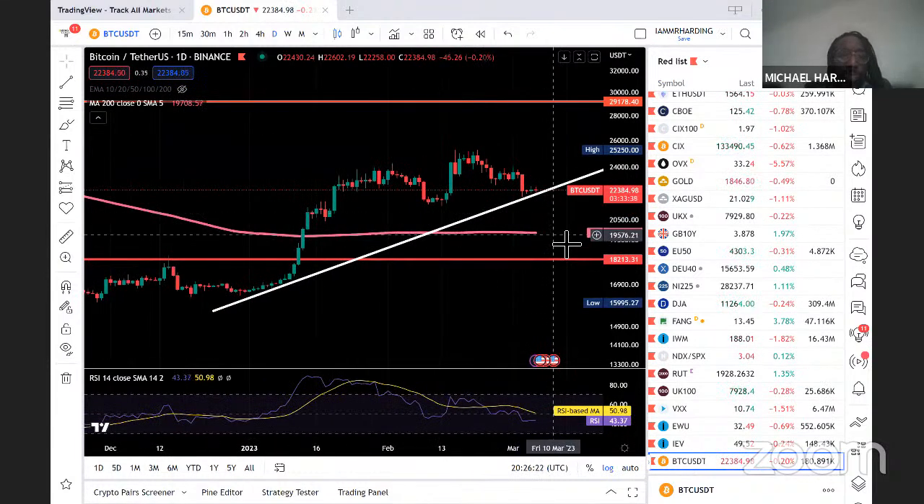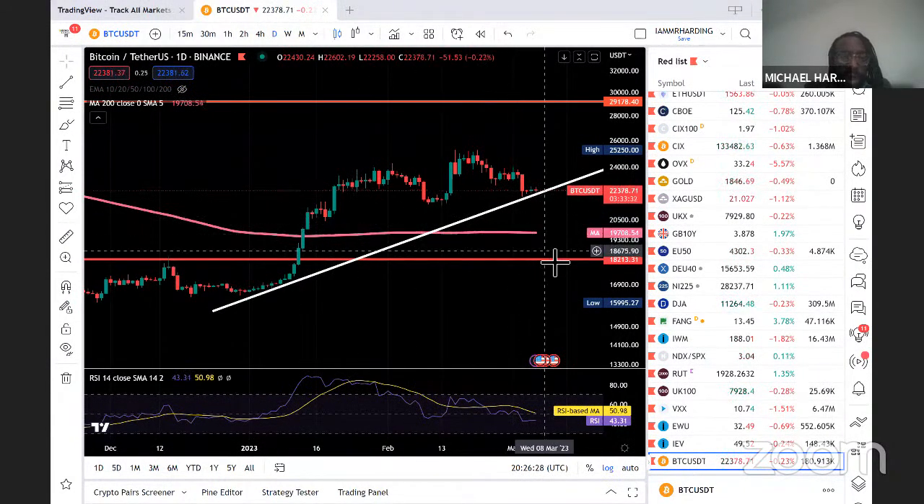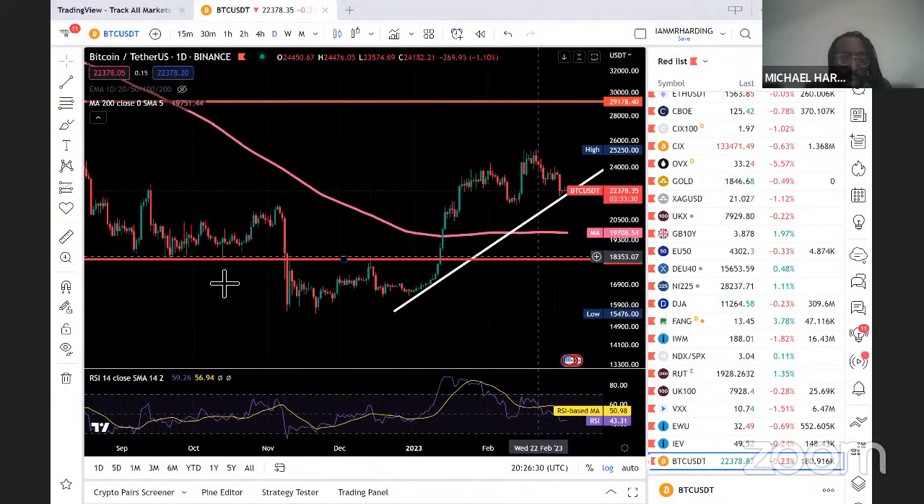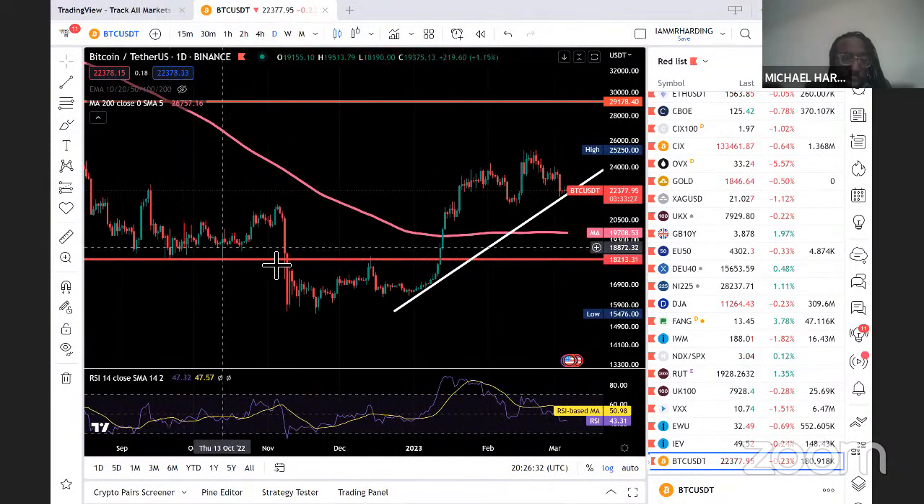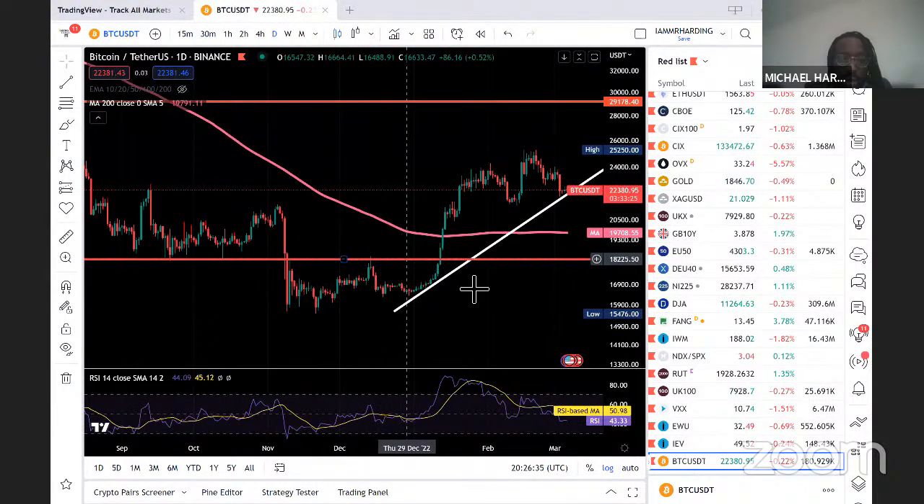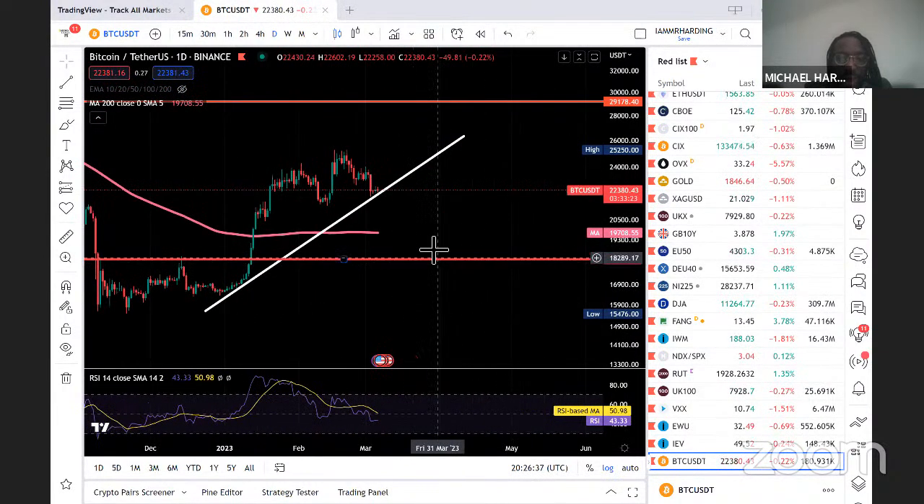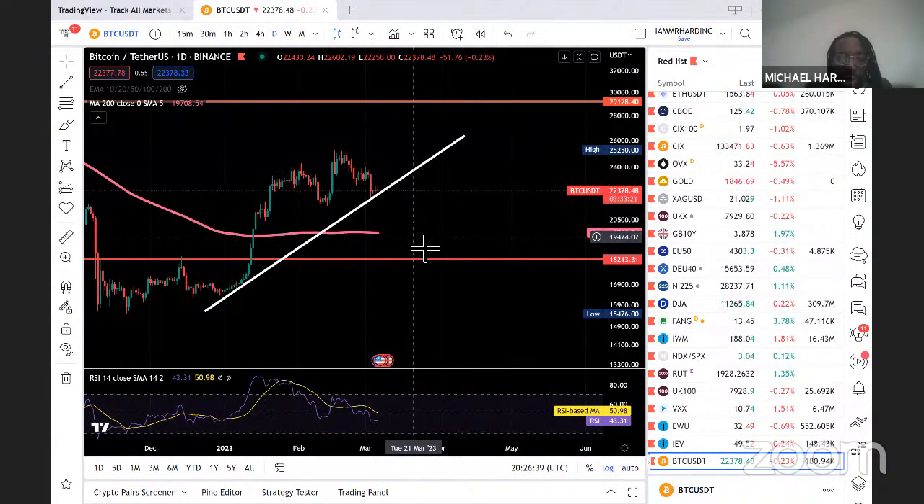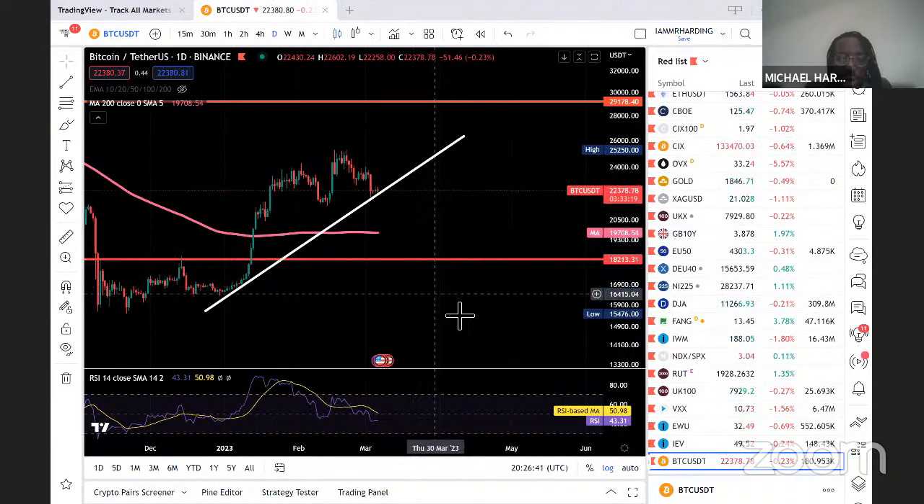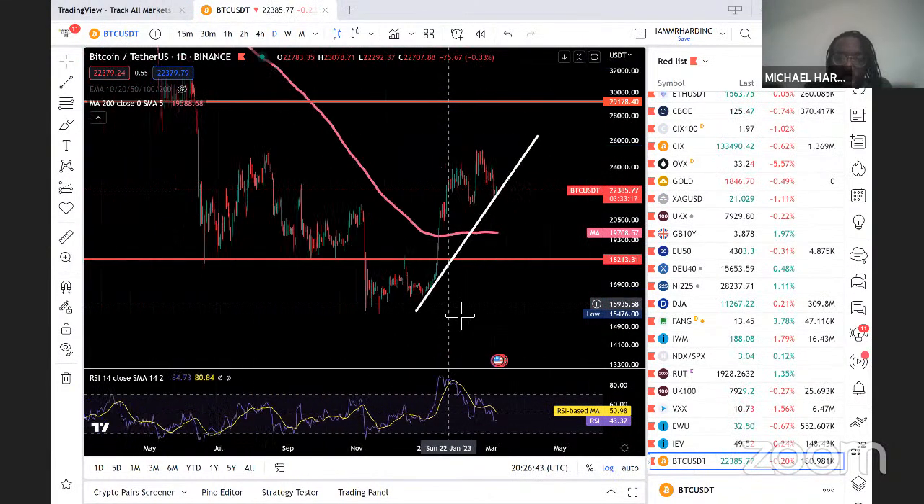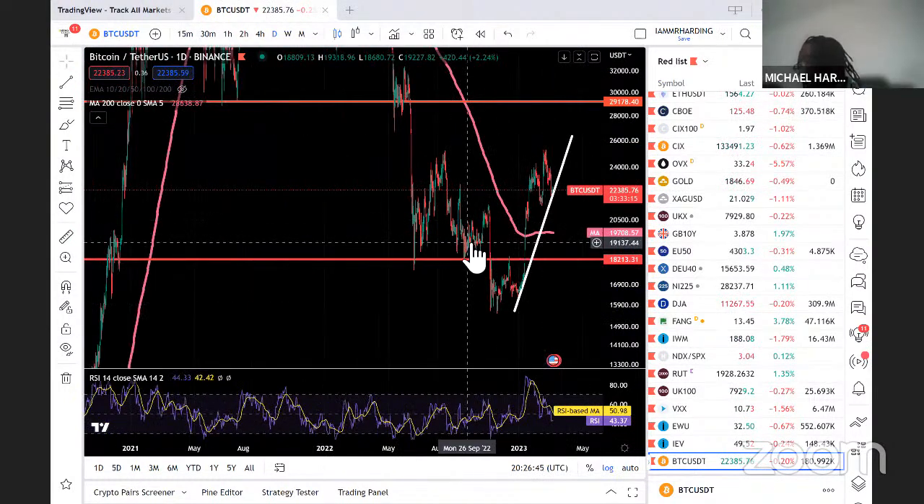Next place should be the 200 moving average is where people would think that it's going to stop. The next place after that would be the previous support, which is here, which is acting also as a resistance. So that'd be 18,000. So you got this level and this level are the next stops. Hopefully that makes sense to everybody.